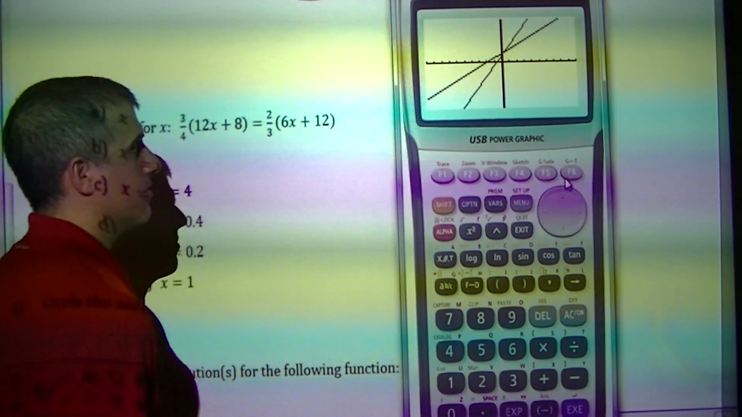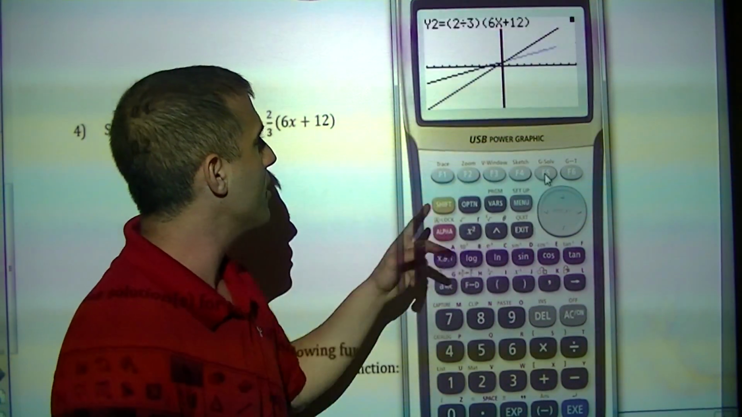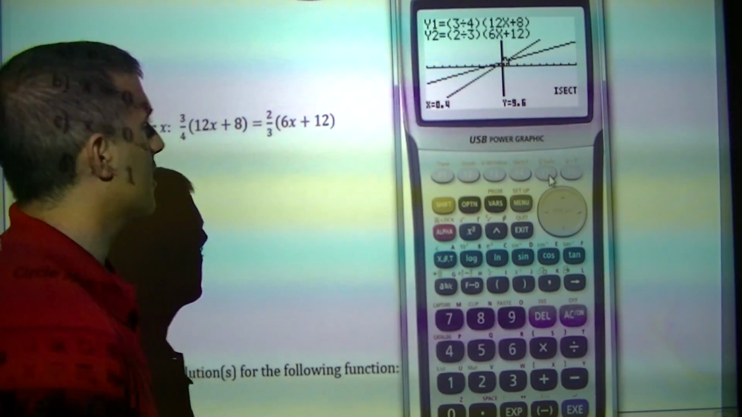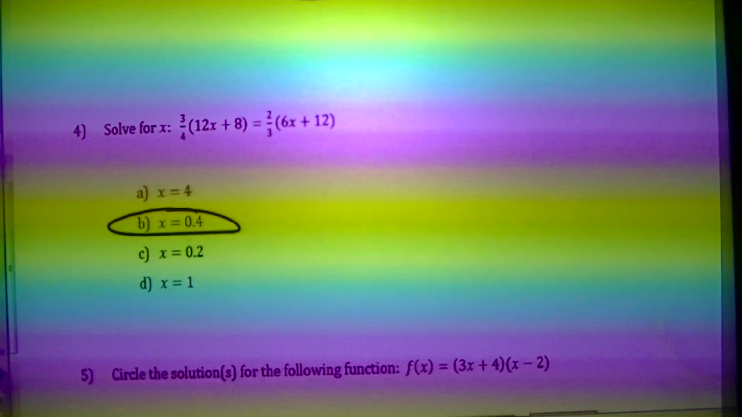Okay, and I'm going to draw it. Okay, and it's very nice there. Now you have to be able to go with your calculator. Zoom, auto will get you a lot of things. Now what I want to do is G-solve intersect. Okay, that's 0.4, and that is why that is going to be my answer.